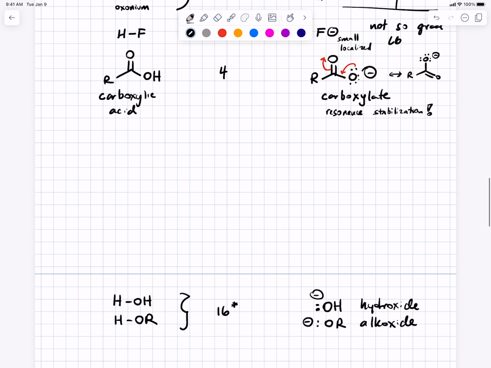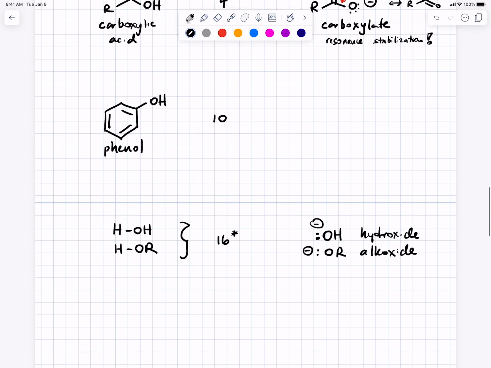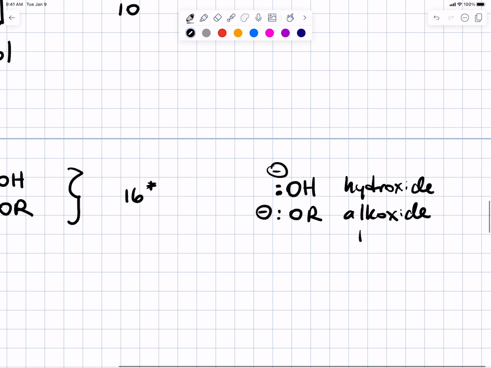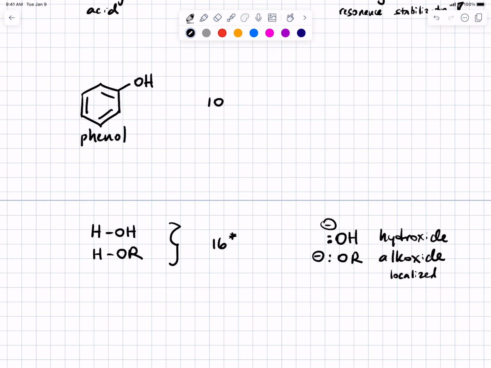So, do I dare to do this? Sure, why not? Here is an alcohol. This alcohol is called phenol. It's got a benzene ring with an OH attached to it. Its pKa is 10. Now I told you alcohols have pKa's of 16. That's true for alkoxides where the negative charge is localized and not stabilized by resonance.